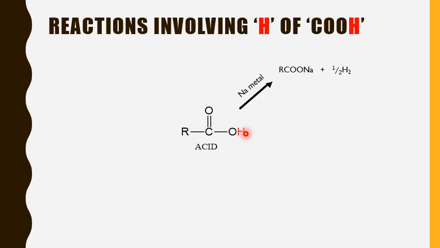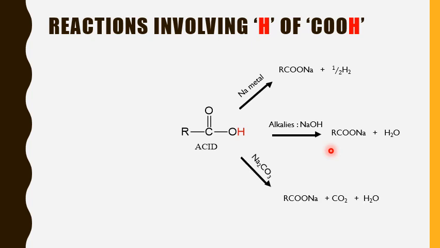First one, reaction with metal. Here the hydrogen is replaced with sodium ion when carboxylic acid reacts with metal. And then similarly, the hydrogen of the COOH group is replaced with sodium ion when carboxylic acid undergoes reaction with alkalis such as NaOH. And similarly, when carboxylic acid undergoes reaction with sodium carbonate or any carbonate, it will give the salt of that carboxylate ion and will emit carbon dioxide with the water.